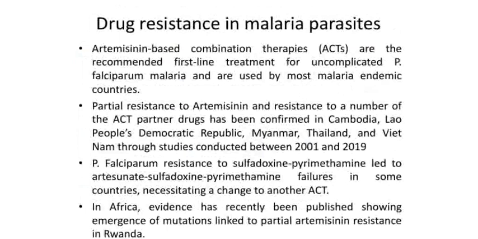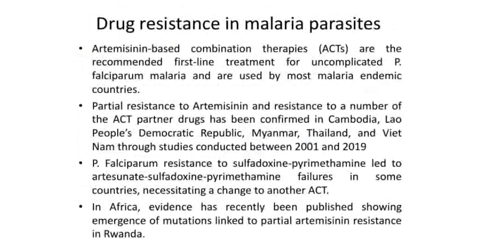Artemisinin-based combination therapies, known as ACTs, are the recommended first-line treatment for uncomplicated P. falciparum malaria and are used by most malaria-endemic countries. Partial resistance to artemisinin and resistance to a number of ACT partner drugs have been confirmed in countries like Cambodia, Laos People's Democratic Republic, Myanmar, Thailand, Vietnam, etc., from 2 decades of studies. So partial resistance is also found against artemisinin for the malaria parasite.